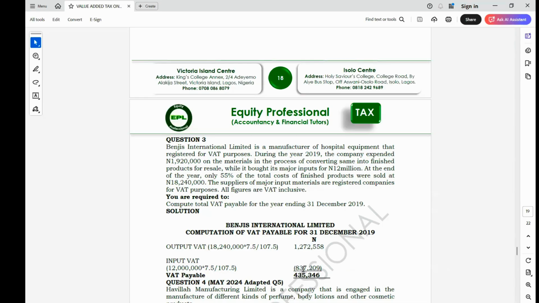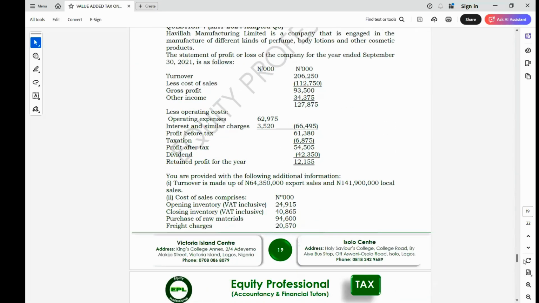So we are going to minus the input VAT from the output VAT to arrive at the VAT payable. That will give us VAT payable of 435,342. So please, you have to be very mindful of what the examiner tells you, whether you are going to apply inclusive or exclusive. Any question?